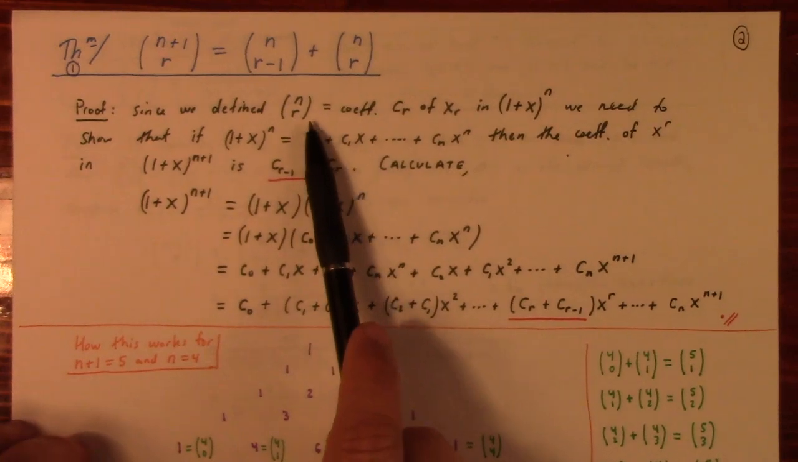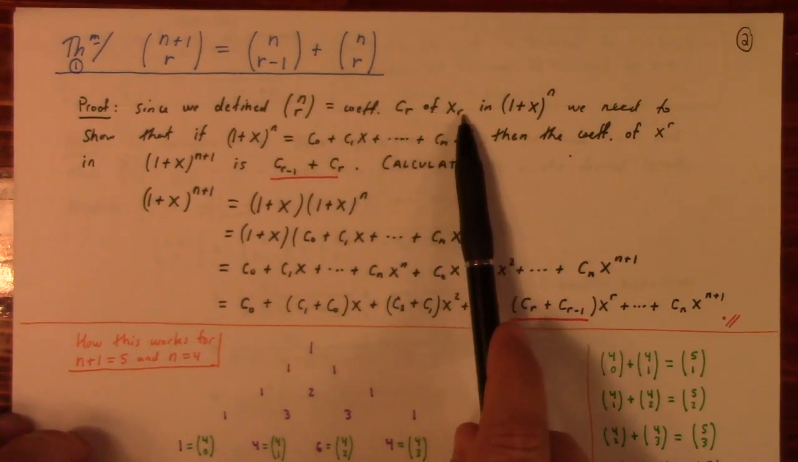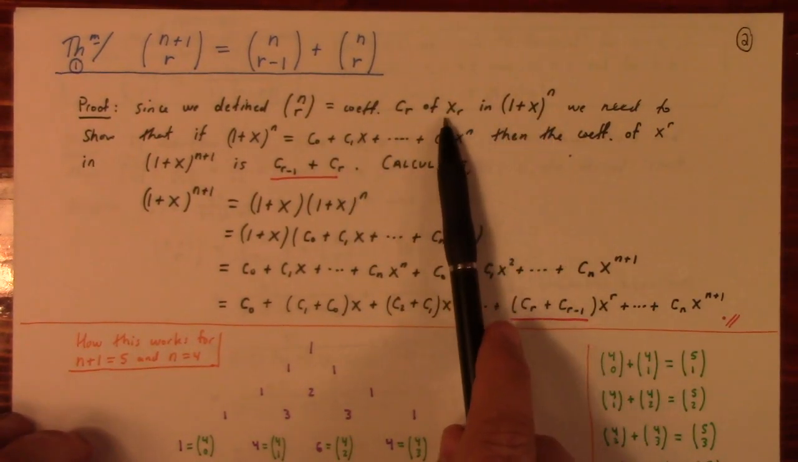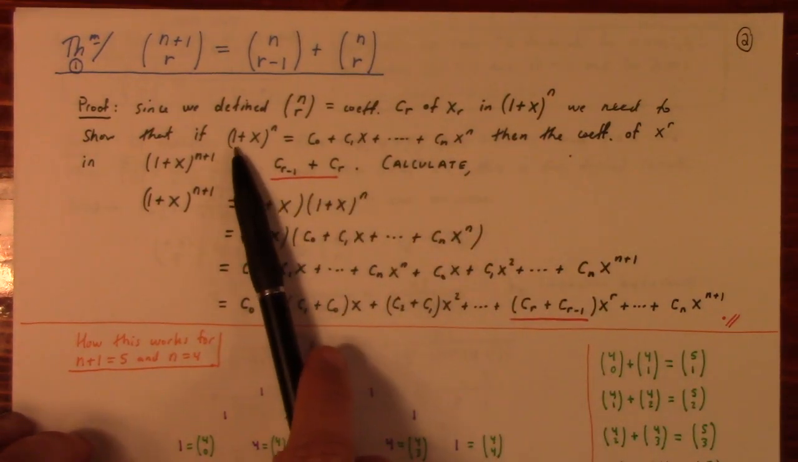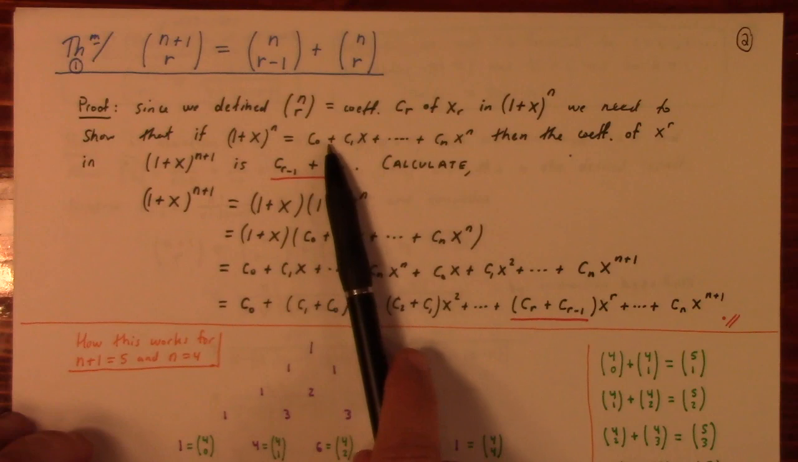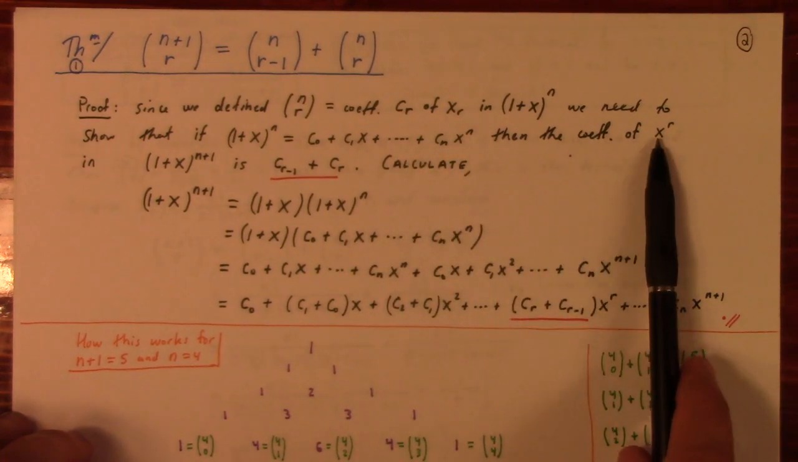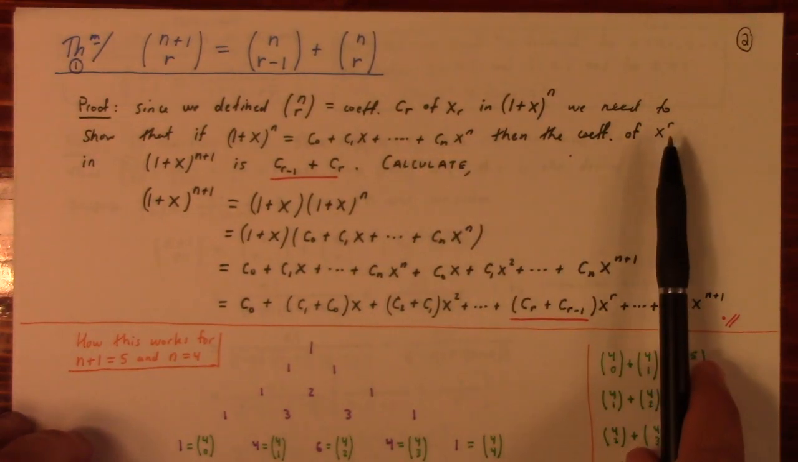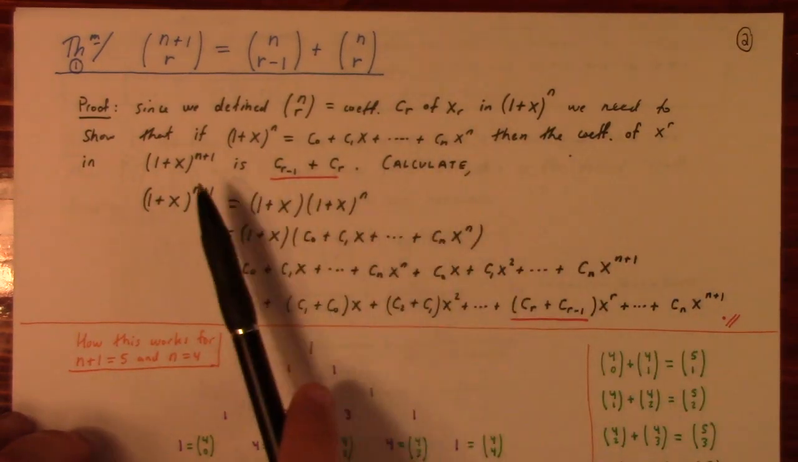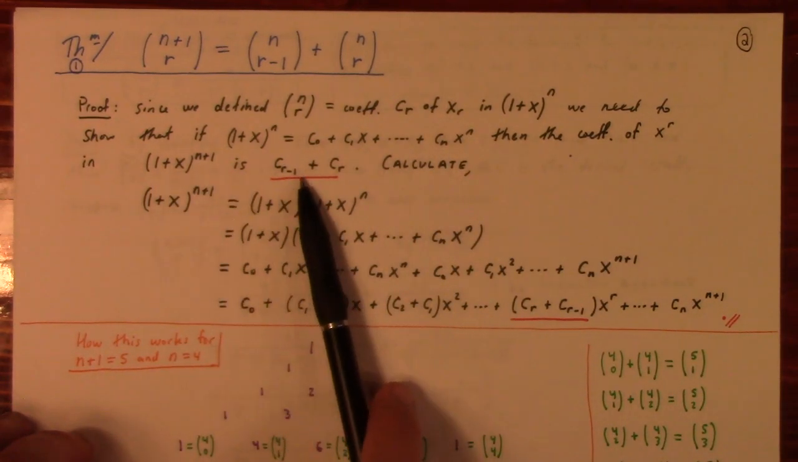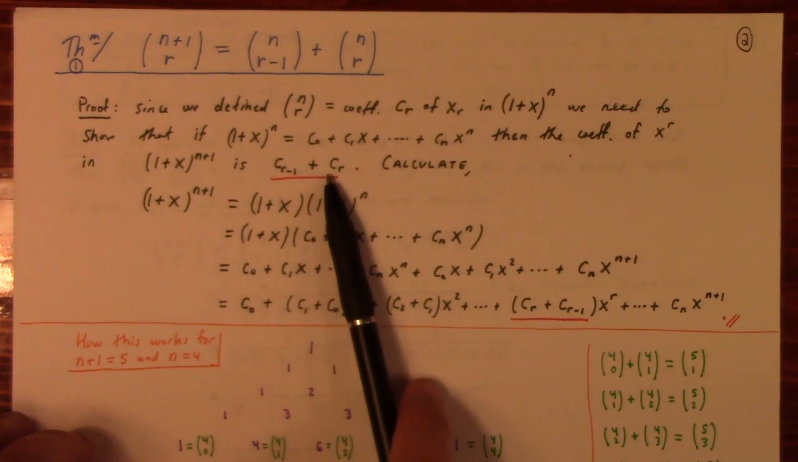Since we defined n choose r to be the coefficient of x to the r in 1 plus x to the n, we just need to show that the coefficient of x to the r in 1 plus x to the n plus 1 is c(r minus 1) plus c(r).